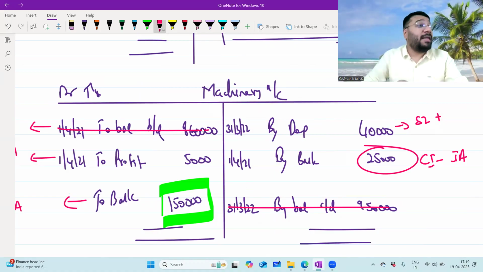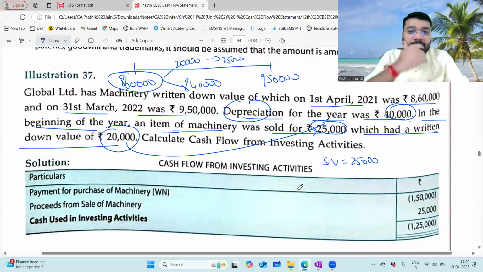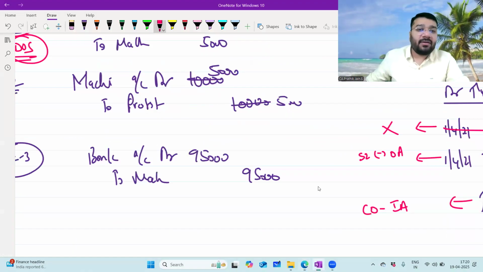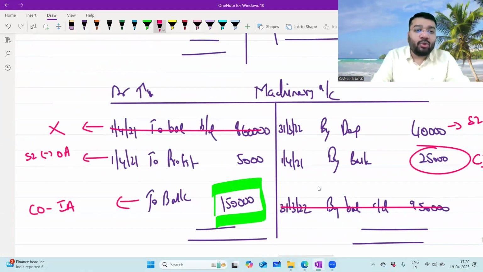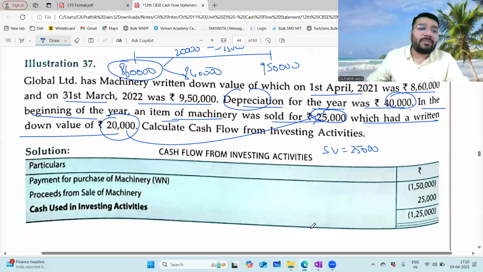So this type of ledger preparation is going to give you so much of information. Any difficulty in this? Online people, any difficulty in this? No, sir. So now if you see from this ledger, there are two pieces of information pertaining to investing activity. One is cash outflow of 150 and cash inflow of 25,000. So what is my net flow? 1,25,000 negative, which means cash used in the investing activity.